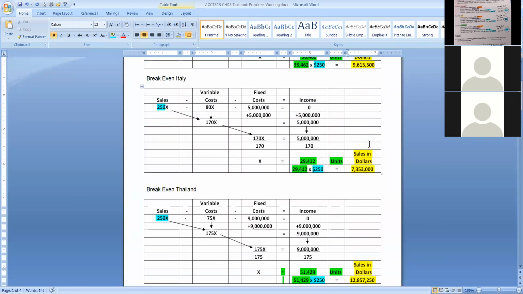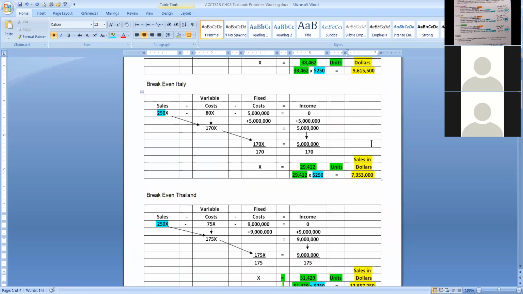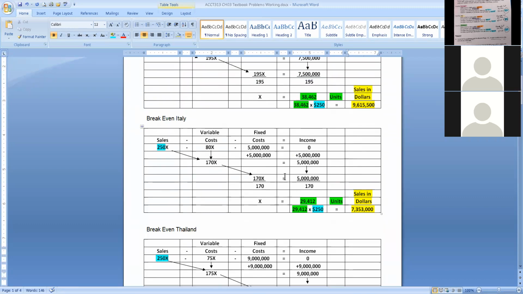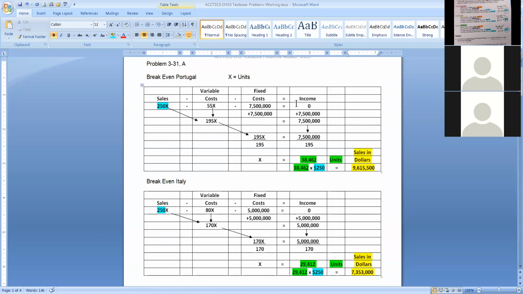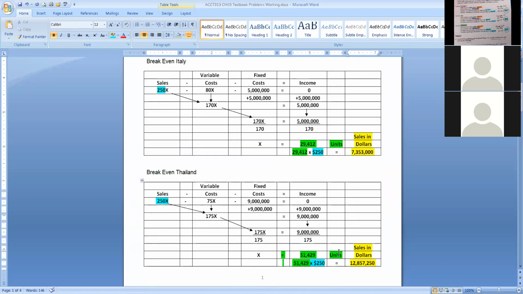So kind of looking at all of them, if you're looking at the break even, which one is the safest to go with? The lowest break even is Italy. So you only have to sell 29,412 before you start making money. Portugal's next, and Thailand would be after that.